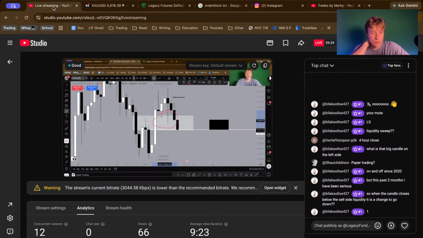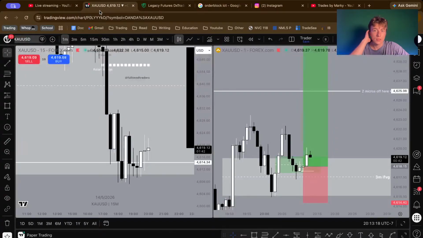So when the candle closes below the sell side liquidity, it is a change to go down. Yes. Yes, indeed, bro. Yes, indeed.